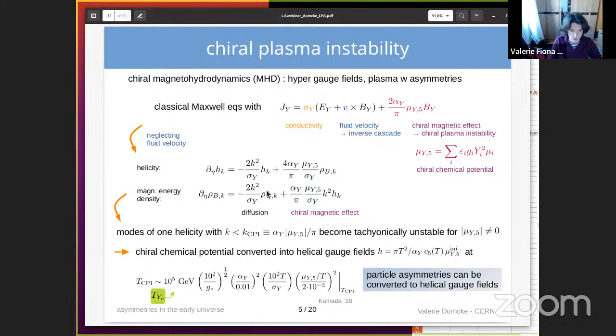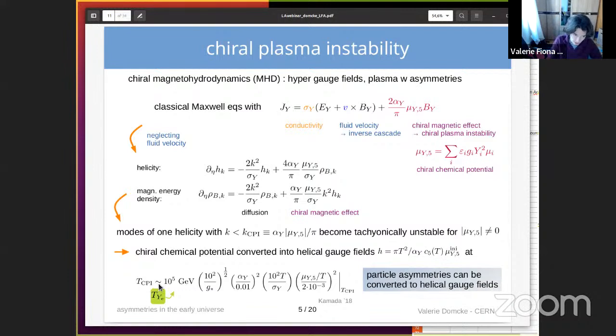And because we have a differential equation here, from this differential equation we can extract a timescale at which this conversion will happen. And this timescale we can convert into a temperature, which is what I'm giving here. So this temperature, the CPI temperature, is the temperature at which this process becomes efficient, so at which we convert the chemical potential into helical magnetic fields.